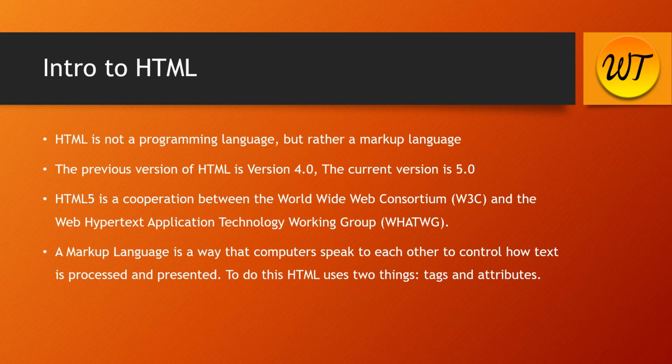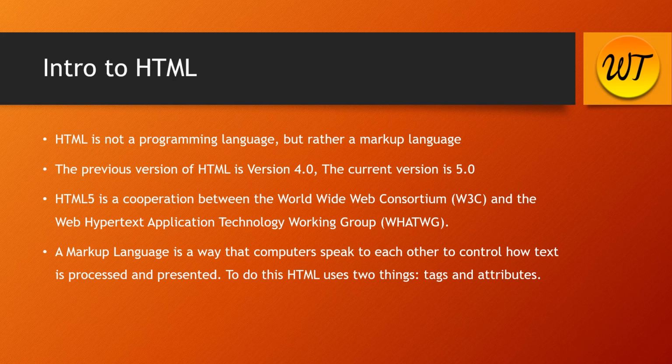HTML is not a programming language, but rather a markup language. The previous version of HTML is 4.0 and the current version is 5.0. There are a lot of changes available in 5.0. We'll let you know in the upcoming slides.